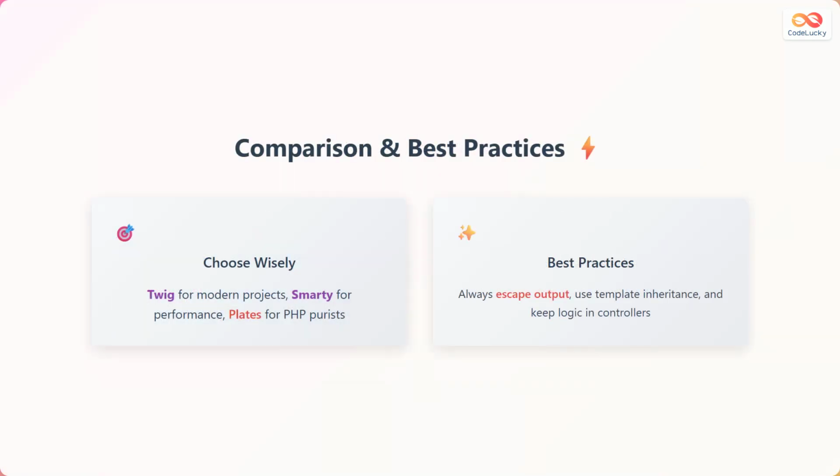When choosing a template engine, consider the needs of your project. Twig is great for modern projects. Smarty excels in performance. Plates is ideal for PHP purists. As a best practice, always escape output to prevent cross-site scripting attacks, use template inheritance to keep your templates organized, and keep logic in controllers to maintain a clear separation of concerns.